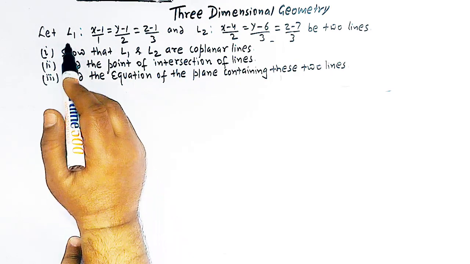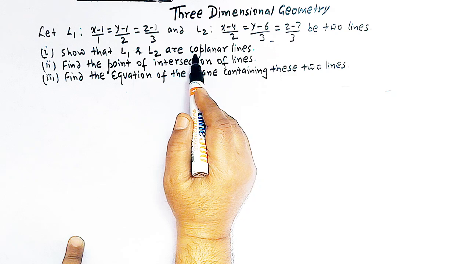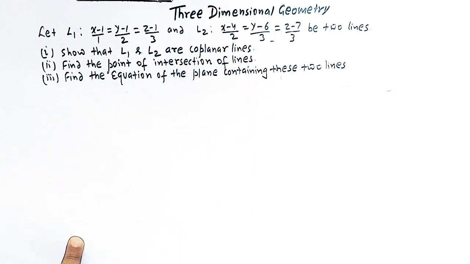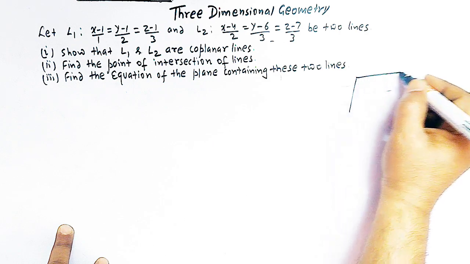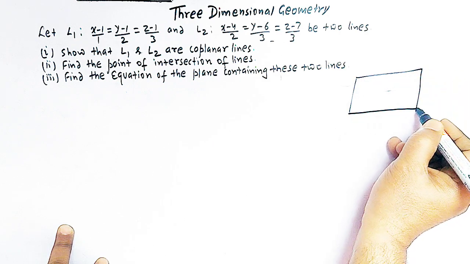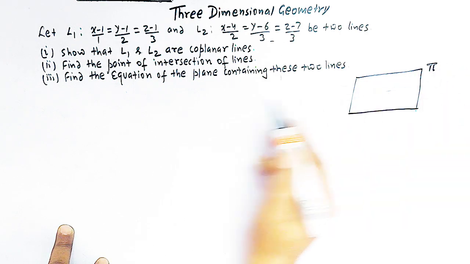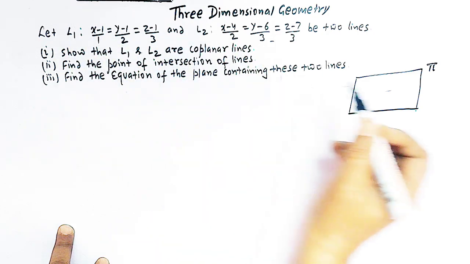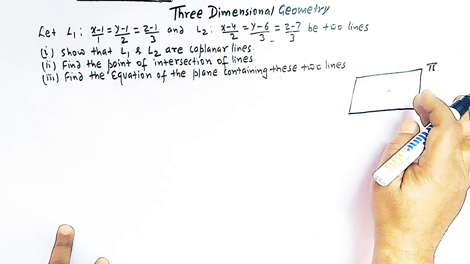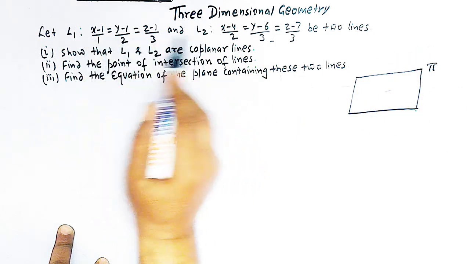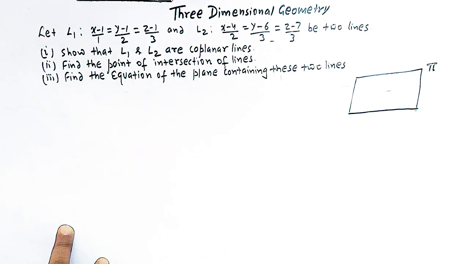Now two lines L1 and L2 are said to be coplanar lines if they lie on the same plane. Suppose we have a plane pi, and if these two lines L1 and L2 lie on this plane pi, then these two lines are said to be coplanar lines. And lines which do not lie on the same plane are said to be non-coplanar lines or skew lines.